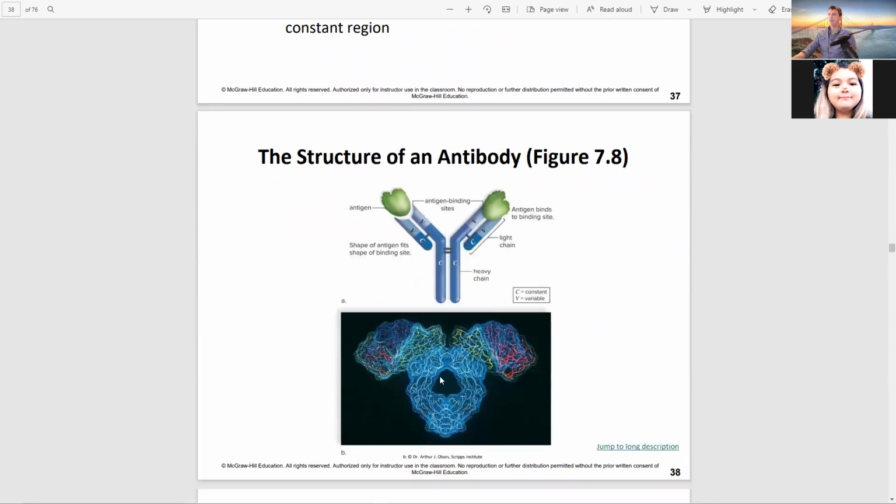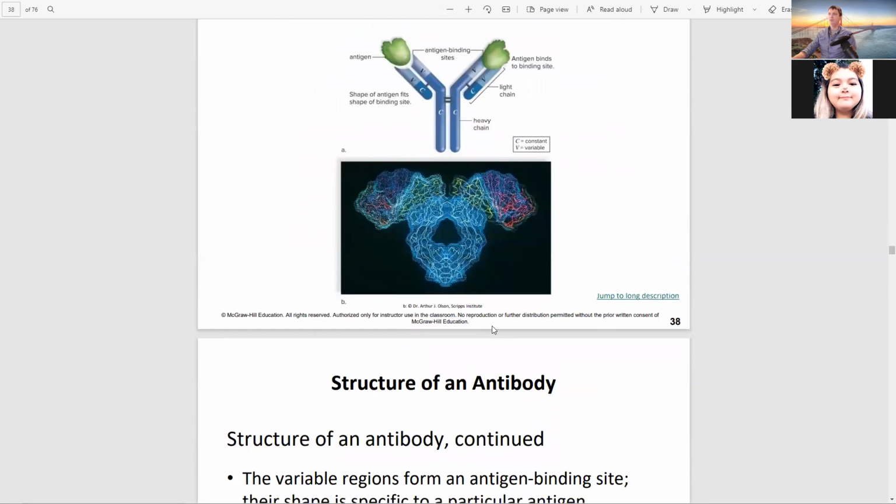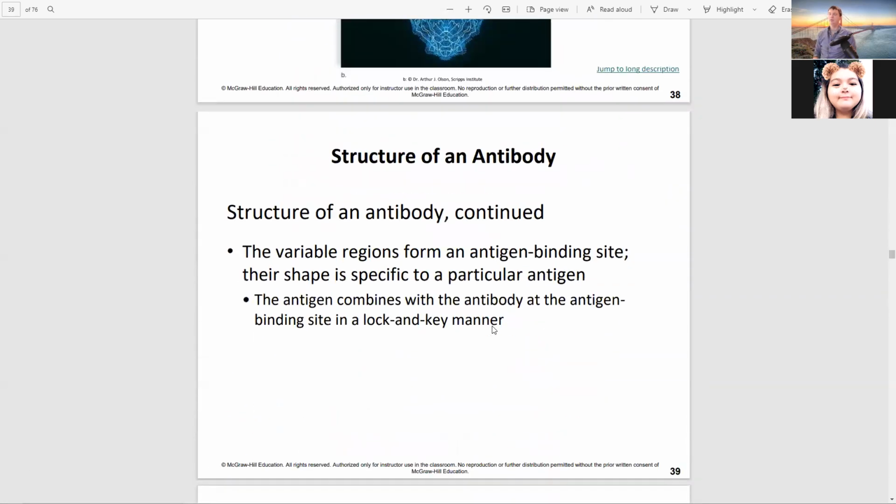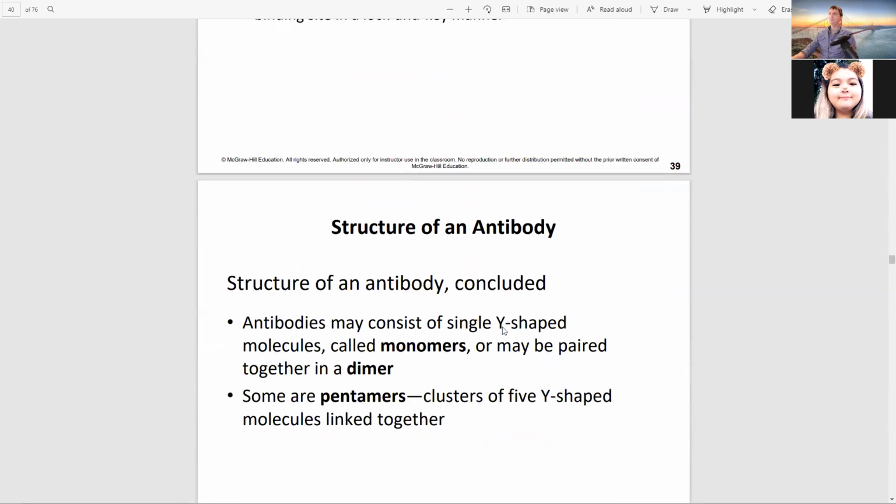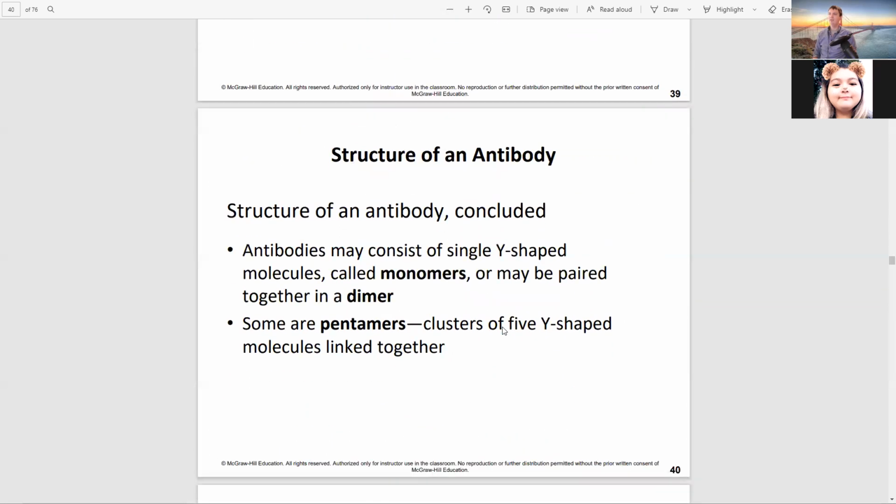And then here's a more detailed picture of that. The variable regions form an antigen binding site. Their shape is specific to a particular antigen. The antigen combines with the antibody at the antigen binding site in a lock and key manner. Antibodies may consist of single Y-shaped molecules called monomers, or may be paired together in a dimer. Some are pentamers, or clusters of 5 Y-shaped molecules linked together.